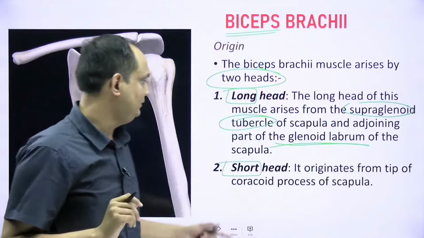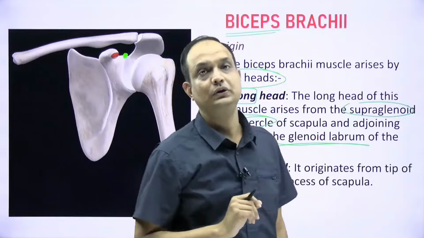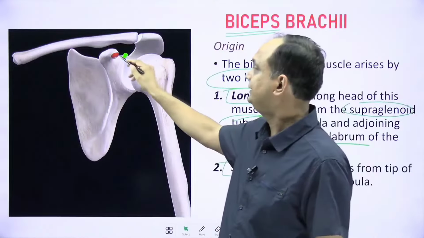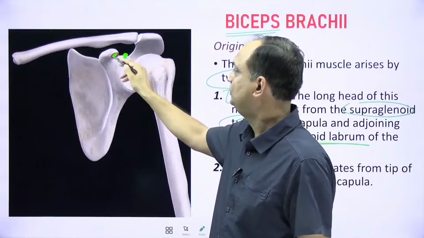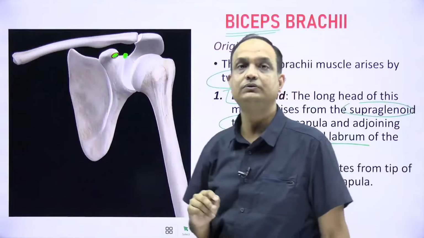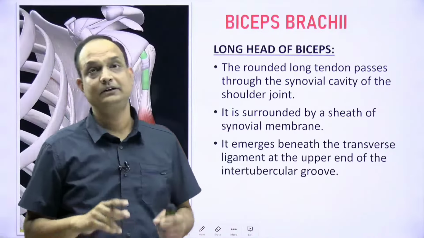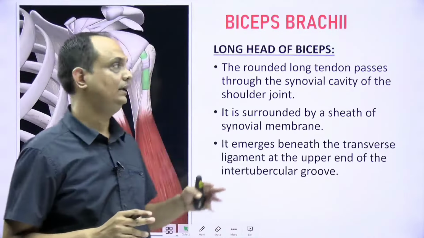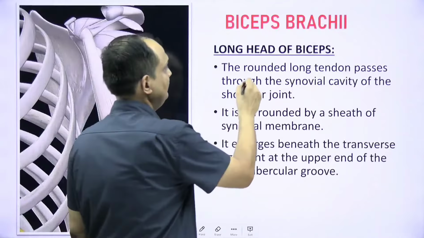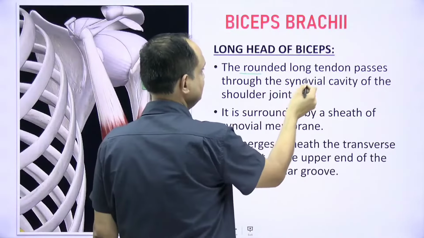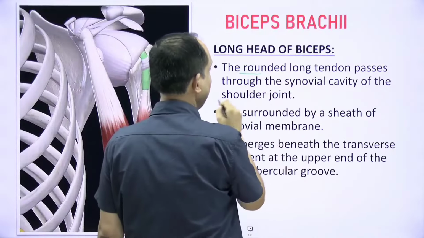Then you will have the short head. I just told you it comes from the tip, along with the coracobrachialis. So, these are the two bony landmarks about the origin of biceps, which is coming from the scapula. Now, there are some important things you should always keep in mind about the long head: once it takes origin, it passes through the synovial cavity of the shoulder joint.